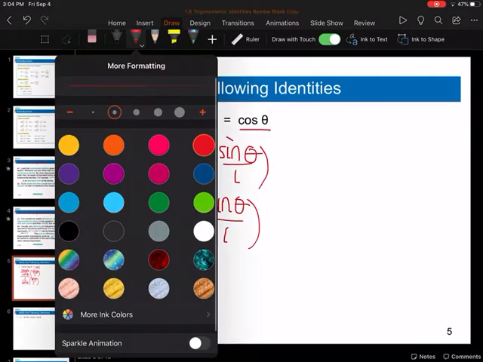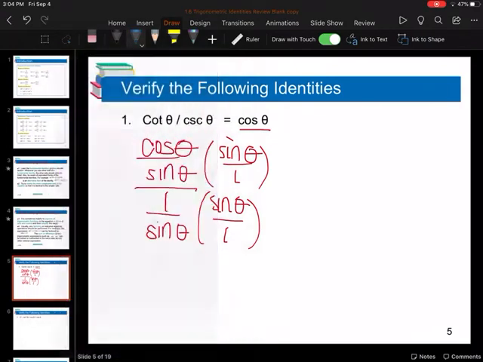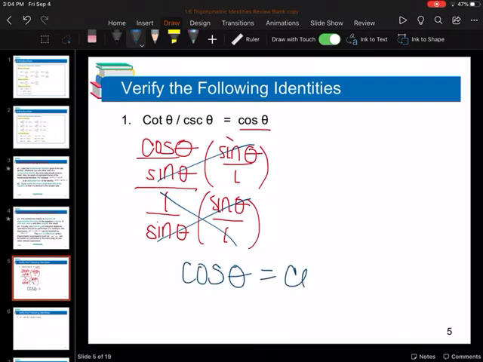And we'll notice that sine theta cancels in the bottom, sine theta cancels here, and we're left with cosine theta, which is what we were trying to verify, and we are done.